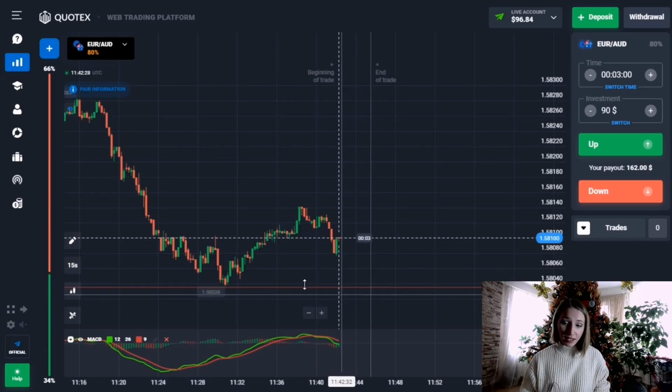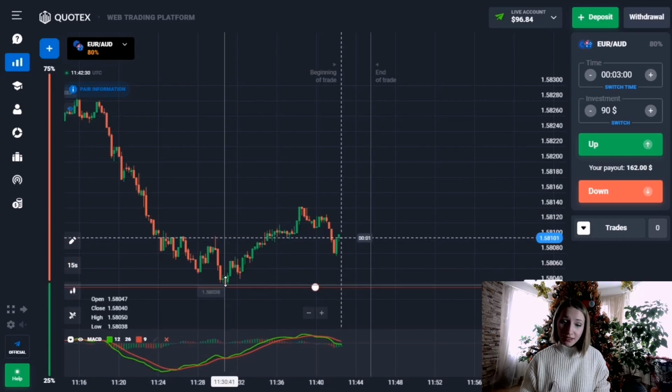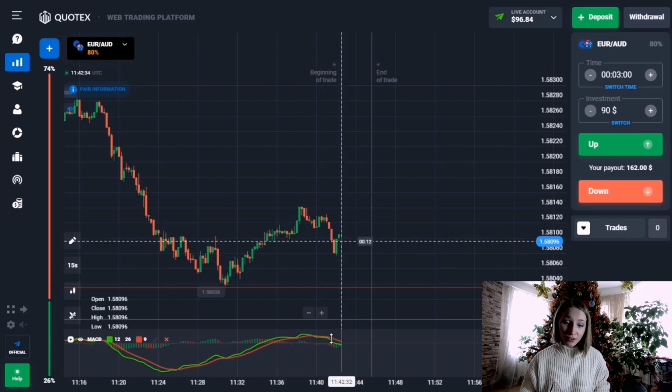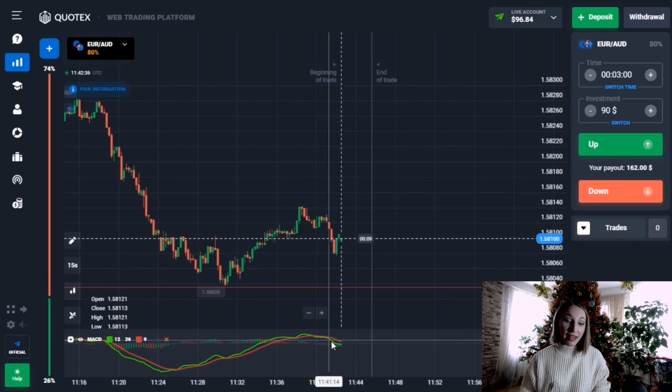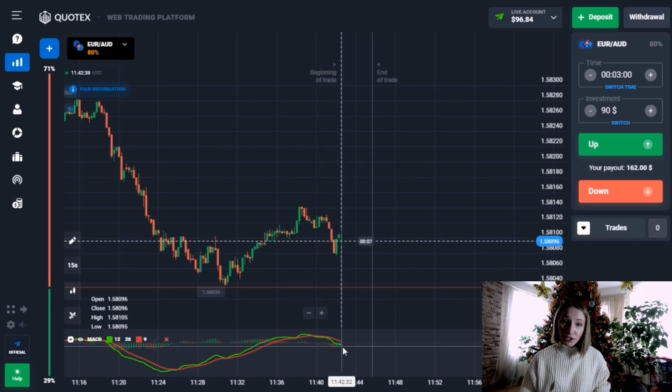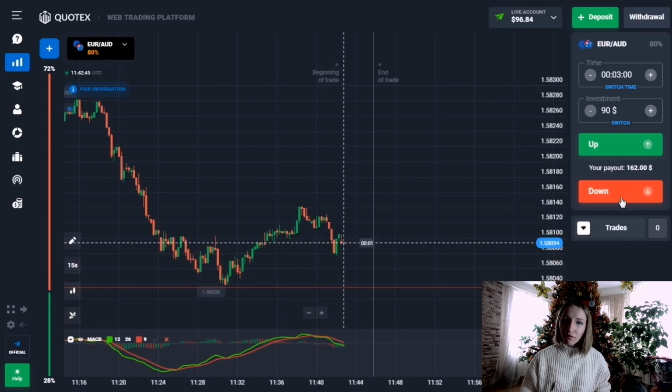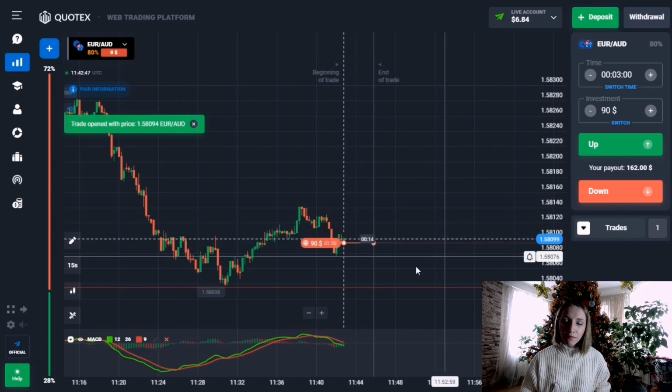So here we can see the support level. Also we can see the price touched this level and after that rolled back up, and in this moment the price is starting to approach this level. Also pay attention to our indicator. It's showing us that very soon the volumes will go higher. Also in this situation, I think the downward movement will continue and maybe this level will be broken through.